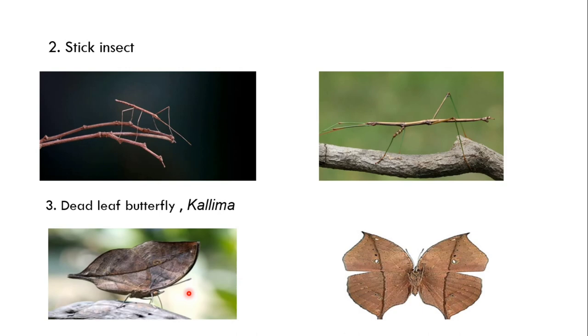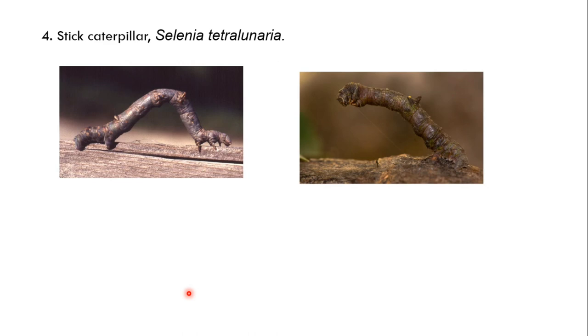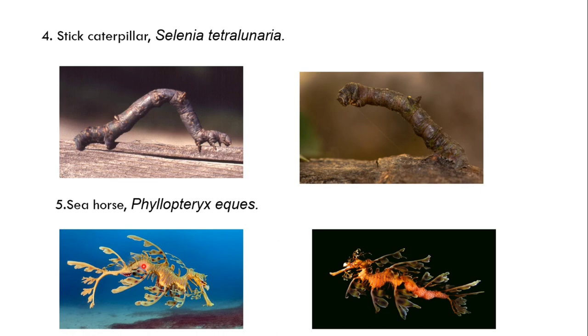Another example is the stick caterpillar Selenia tetralunaria. By its name, stick caterpillar, it resembles a stick. Whenever the predator attacks it, it stays erect, obliquely, like a stick, so that it is protected and not attacked by the predator. As you can see, even we cannot differentiate this, right? It just resembles a stick. Another example is the seahorse Phyllopteryx equus. This looks exactly like seaweed. It has numerous outgrowths, as you can see here, which resemble seaweed, so that it is also protected.